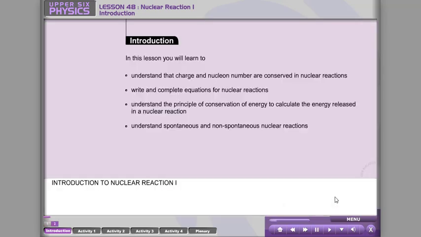Introduction to Nuclear Reaction 1. In this lesson, you will learn to understand that charge and nuclear number are conserved in the nuclear reactions. Write and complete equations for nuclear reactions. Understand the principle of conservation of energy to calculate the energy released in the nuclear reaction. Understand spontaneous and non-spontaneous nuclear reactions.